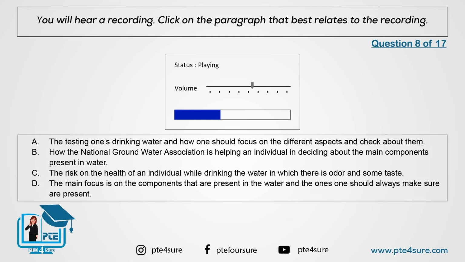1. Determine what you should test for in your water. 2. Obtain a reliable water test. 3. Get an interpretation of your test results so you can take any appropriate action.